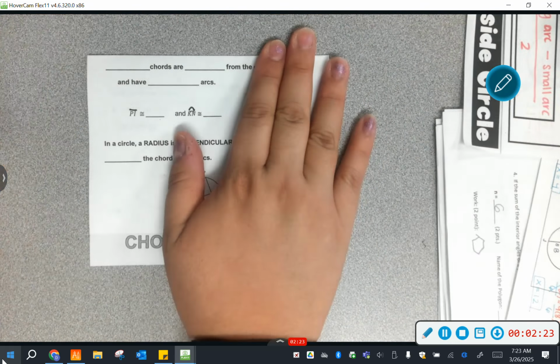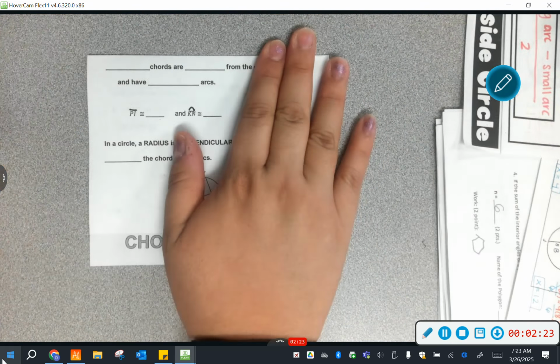So right here, do you see how this is 8 from this center and this is 8 from the center? Since they are both 8 from the center, what does that tell me about PI? What is that going to be the same as? NK or KN. They will be the same because they're the same distance from the center. So PI is the same as NK with a line above it.